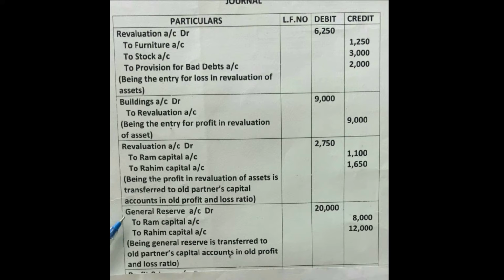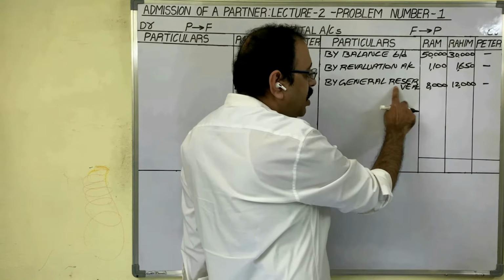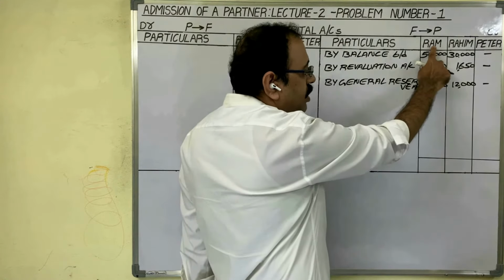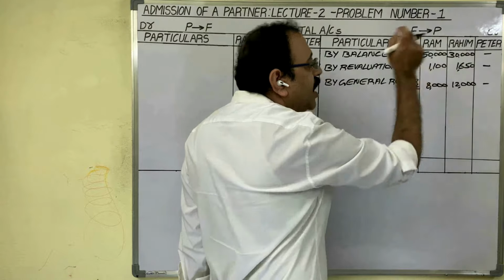In capital accounts, we have to post this entry now. Observe, are capital accounts credited or debited? Capital accounts are credited in the entry. Therefore, this entry we have to post on the credit side of capital accounts. What to write in the particulars column? Observe which account we have debited. General reserve account. So in the particulars column, write down by general reserve. In Ram's column, 8,000 rupees. In Rahim's column, 12,000 rupees.